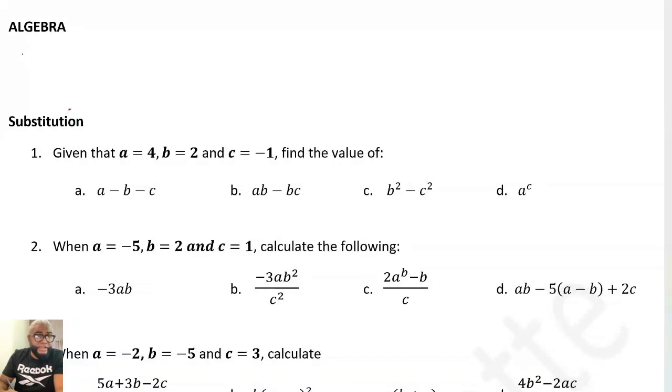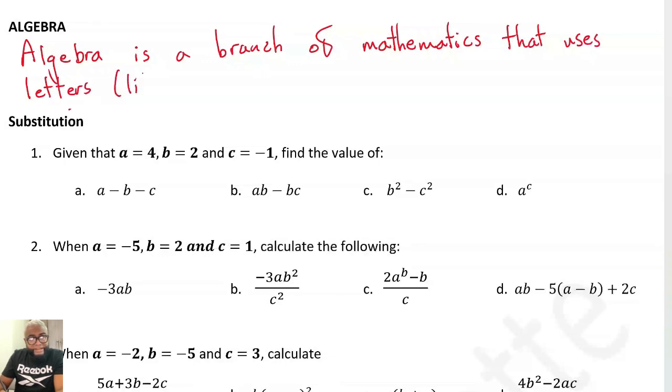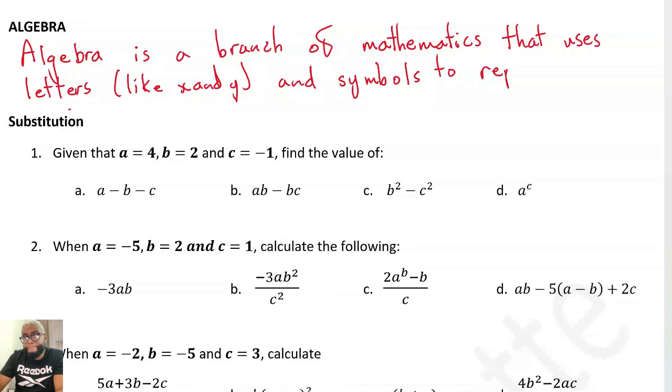Algebra is basically using letters for numbers, right? So algebra is a branch, if you want to call it a branch, of mathematics that uses letters like X and Y and symbols to represent numbers. Okay?